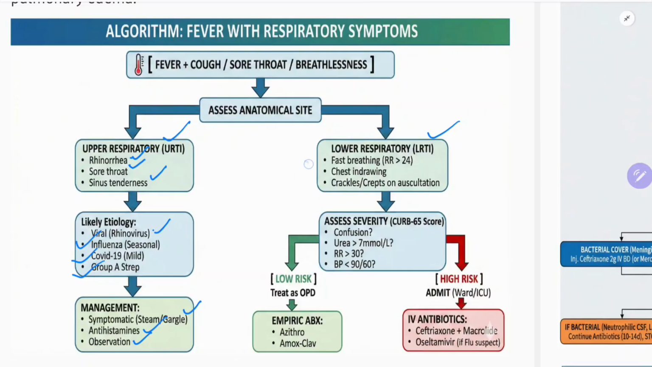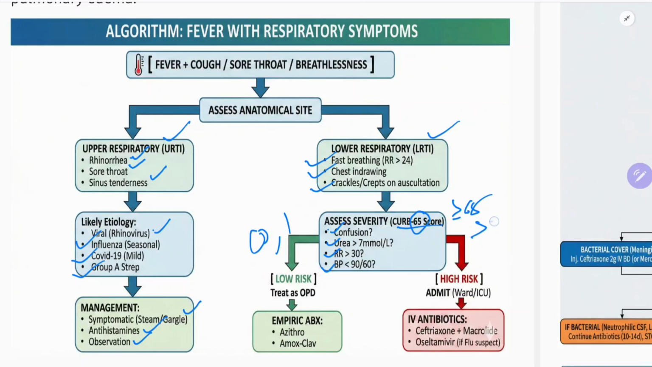Lower respiratory tract: if fast breathing is there, more than 24 per minute, chest indrawing is there, crackles or crepitations on auscultation, then assess the severity of LRTI based on the CURB-65 score. C for confusion, U for urea, R for respiratory rate, and B for BP. 65 is the age of the patient, more than or equal to 65. So if the score is 0 or 1, then it is considered low risk.